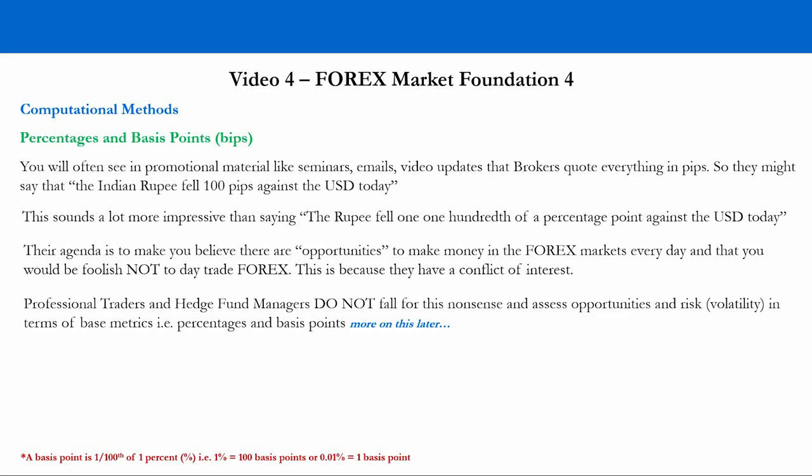Professional traders and hedge fund managers just don't fall for this nonsense and assess all opportunities and risk by assessing volatility. And the only way you can assess volatility on a level playing field and on a comparable basis is to do it in terms of base metrics, so in percentages and basis points. And this is something we're going to be using a lot later in the video series. We're going to be looking at volatility very soon and calculating everything in percentages and basis points, so we can actually compare currency pairs and the opportunities and risk that they present to us, all relative to each other.